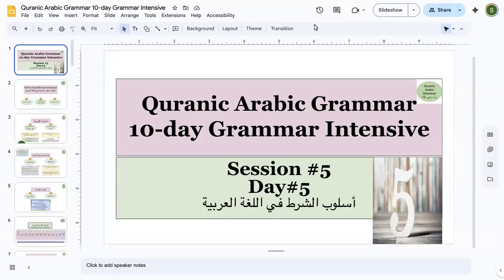Amin ya Rabb al-alamin. So 5 pillars of Islam, 5 salahs in one day, and today is day number 5 and session number 5, and we are going to cover condition in this session.